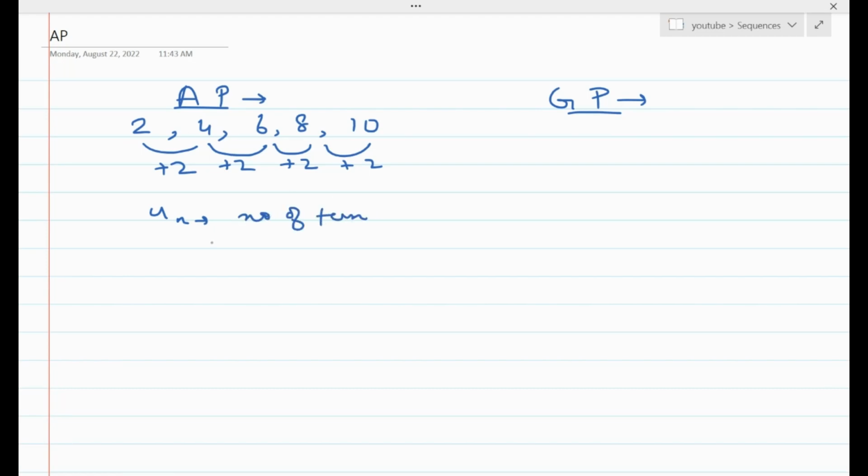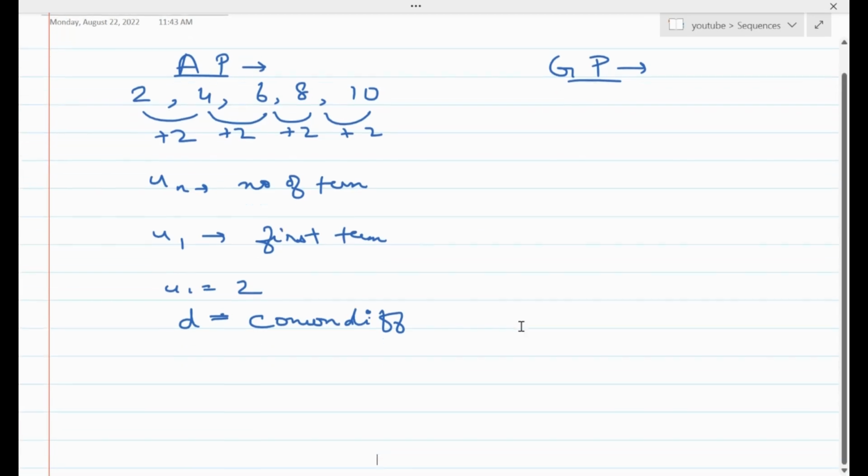So for example, I want to say my first term. So u1 would be my first term. And in this series, what is the first term? u1 would be equal to 2. Now the next thing you need to know is the common difference, which is given by the letter D. So this is called the common difference.